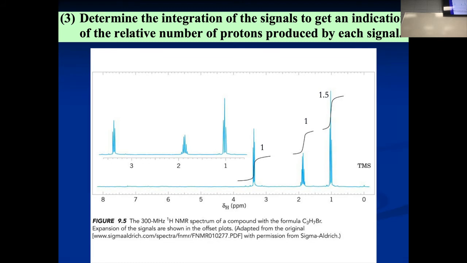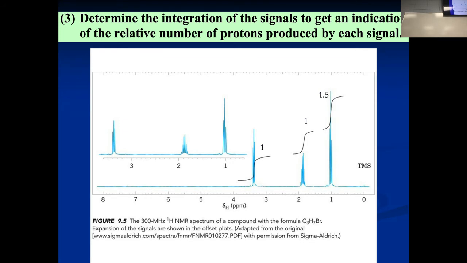Or fractional numbers? It's not fractional. Why isn't it fractional? You can't have 1.5 hydrogens. So what can I do? If it's 1 to 1 to 1.5, it can be 2 to 2 to 3, or it can be 4 to 4 to 6. We can just multiply through, right?